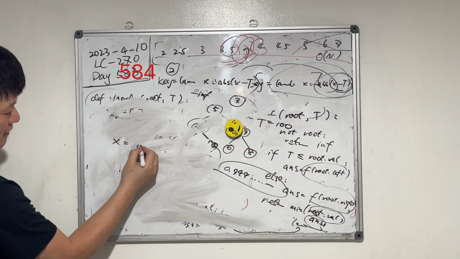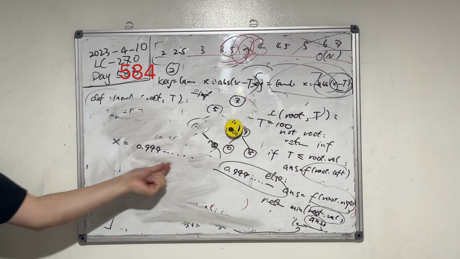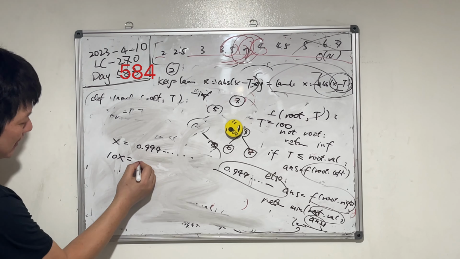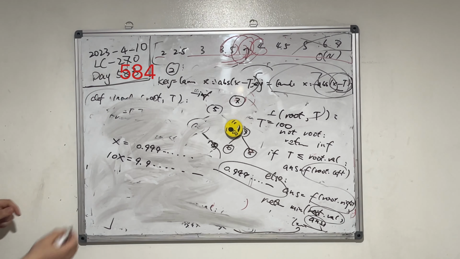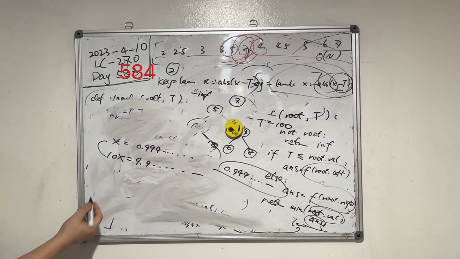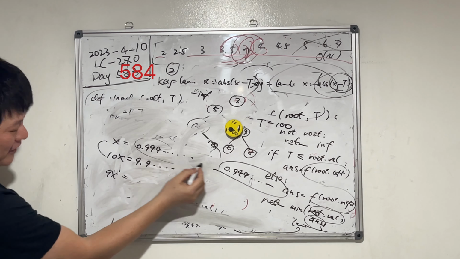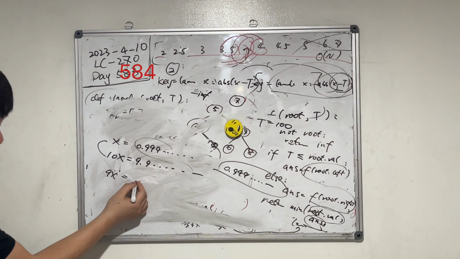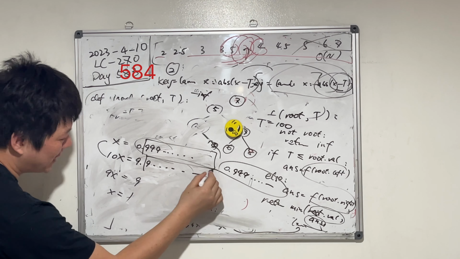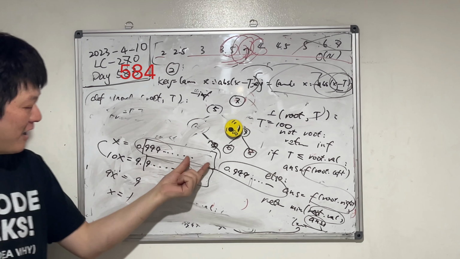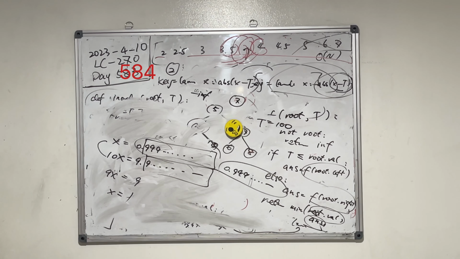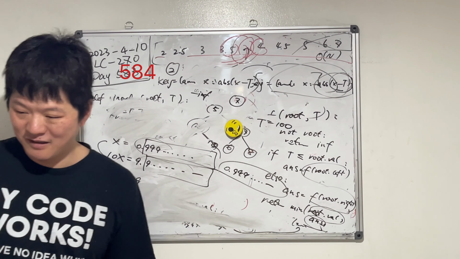Okay, x equals 0.999 unlimited. 10x, if I multiply by 10, what happened to this? 9.99, right? Subtract, taking x from 10x, what happened? 9x, right? Taking this infinity from this infinity, 9x equals 9, so x equals 1. Okay, there's a problem here, because this is infinity, we can't just subtract. How can you take away infinity from infinity? Mathematically, this is not defined. There's a problem with that, but technically this is 1.